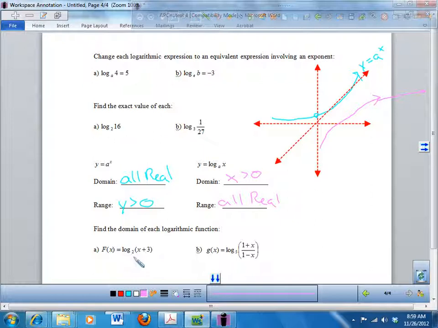So to do problems like this, for any logarithm using this information, the thing you're taking the log of always has to be bigger than 0. So you write that x plus 3 has got to be greater than 0, which means that x has got to be greater than negative 3. All that?